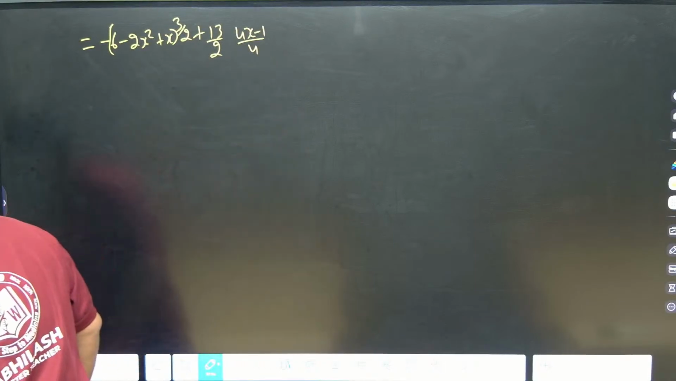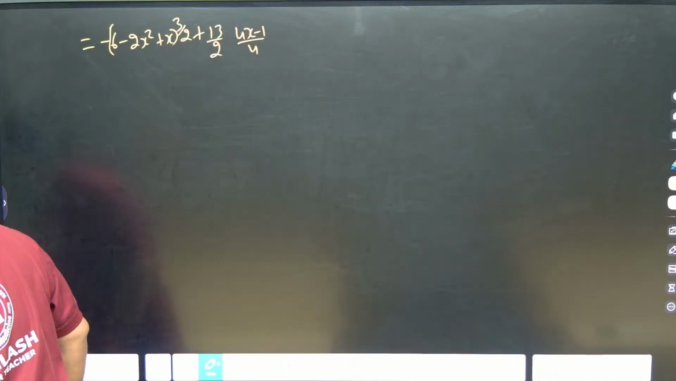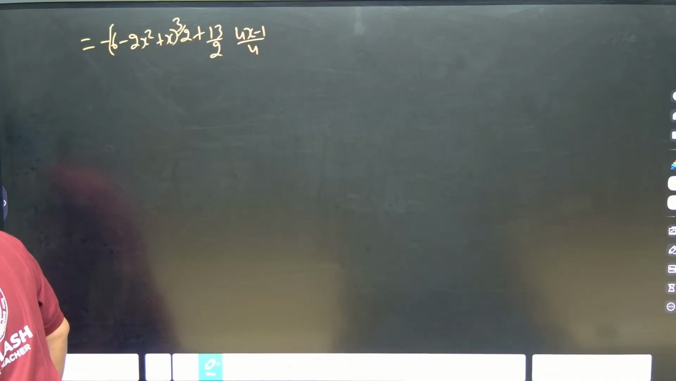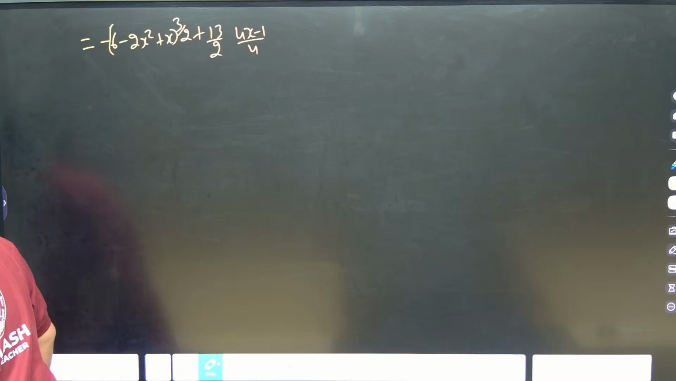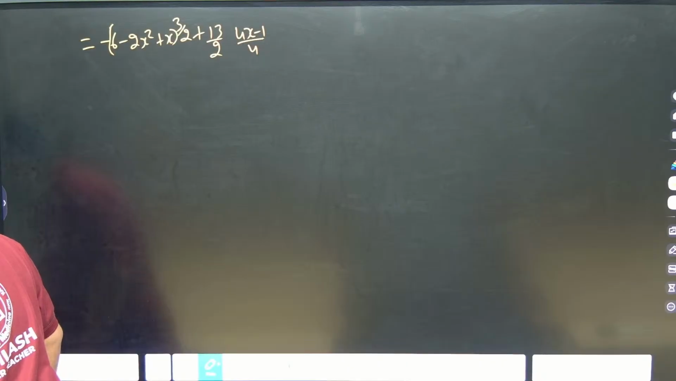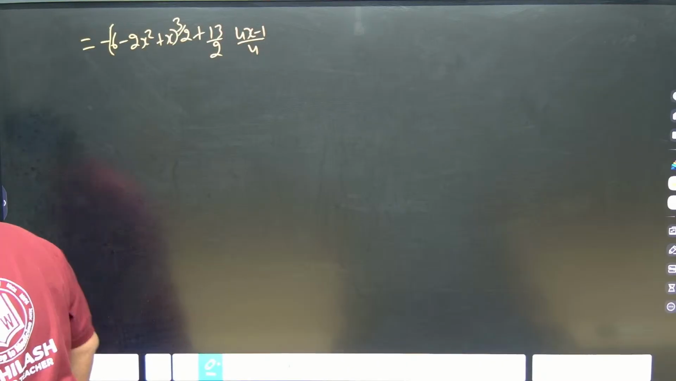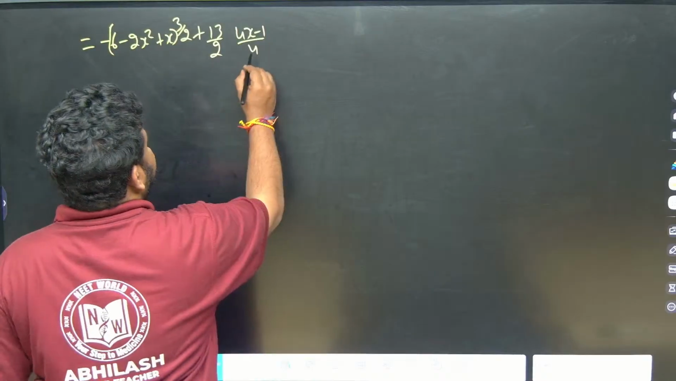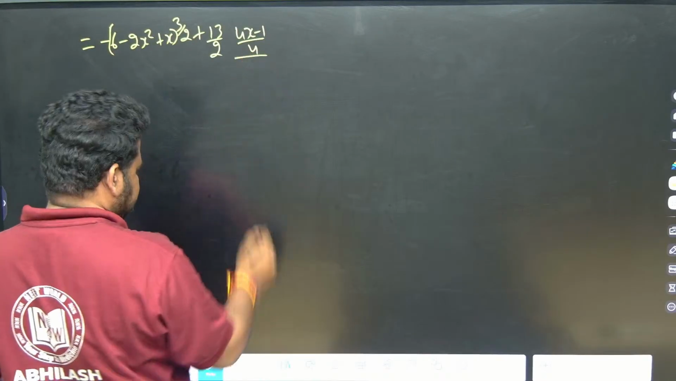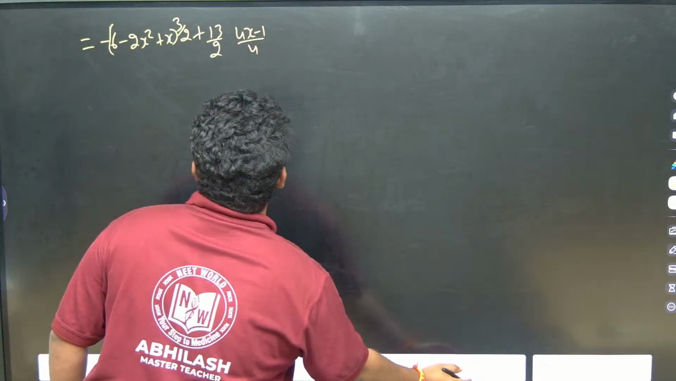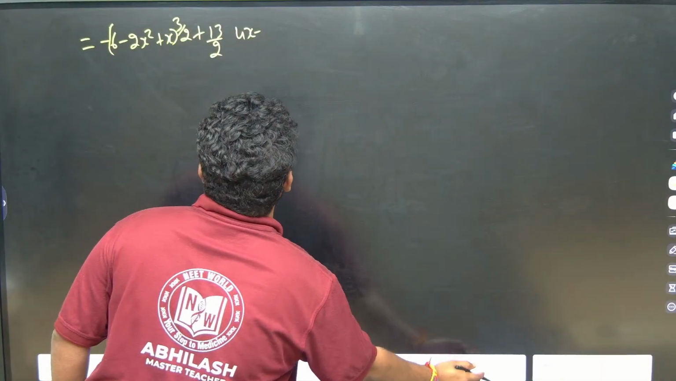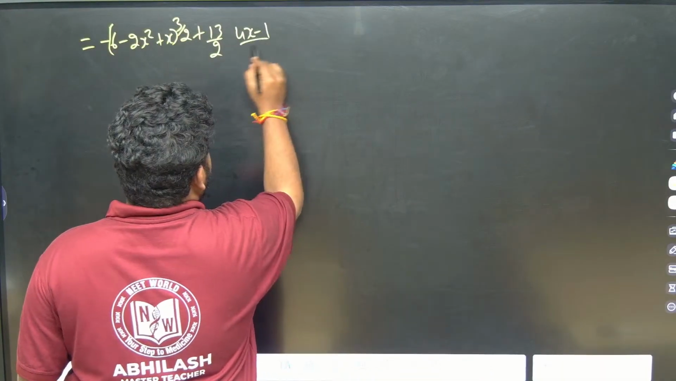What can I do? Can I send 2 inside, or let us keep it as it is? So this should be equal to x minus 1 by 4, divided by 2, which means x by 2. Let me write one more step: 4x minus 1 by 4 divided by 4 divided by 2.